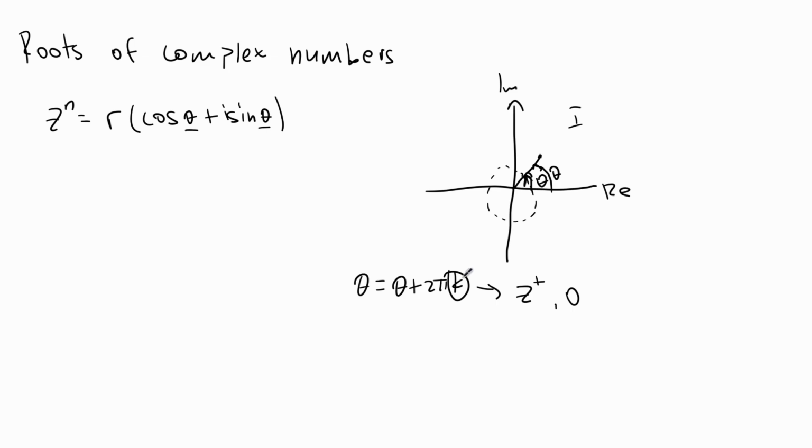So our argument is essentially staying the same, no matter how many 2 pi k's we add on. And k can be 1, 2, 3, 4, 5. It's just going to go until n minus 1, from 0 till n minus 1. Now we're just going to express the theta here as theta plus 2 pi k, because it's essentially the same thing. So let's go ahead and write this down. z to the power of n.